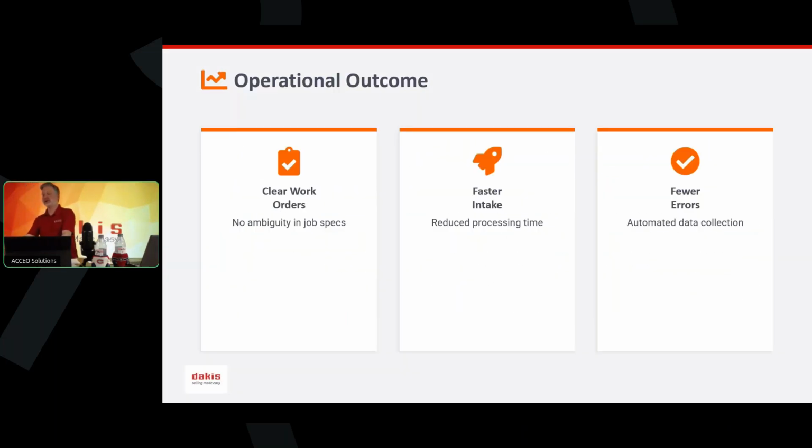All right. So the operational outcome of what I just did is that it's going to provide you with clean work orders. Because all the options are spelled out and all the specifications are spelled out, and the customer had an easy time placing his order, everything is going to be laid out nicely. Faster intake, as you saw before, when I placed my order, everything was laid out easily. It was very fast for me to submit as a customer when I had my customer hat on.